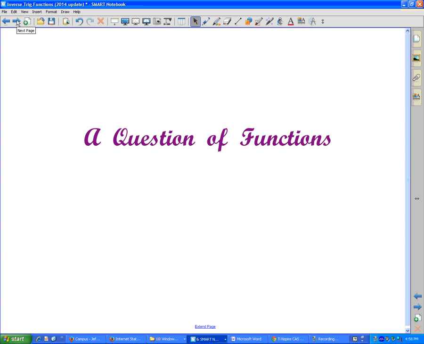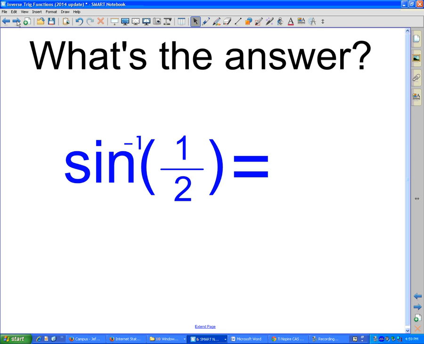All right, I said there were two questions. We answered, or at least discussed, the question of inverses. I hope we understand a little bit more about what those are doing. The next one is a question of functions. A question of functions? What the heck does that mean? This is really a little bit more to the heart of the decisions we need to make here coming up. What's the answer to this expression, the inverse sine of 1/2?